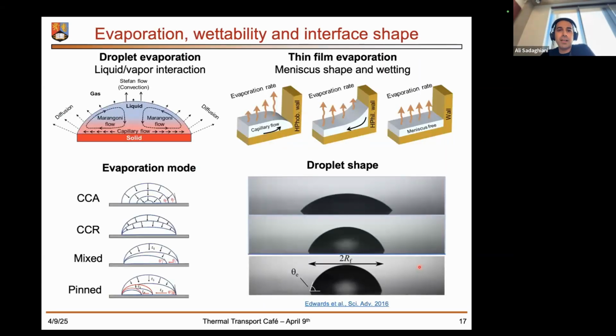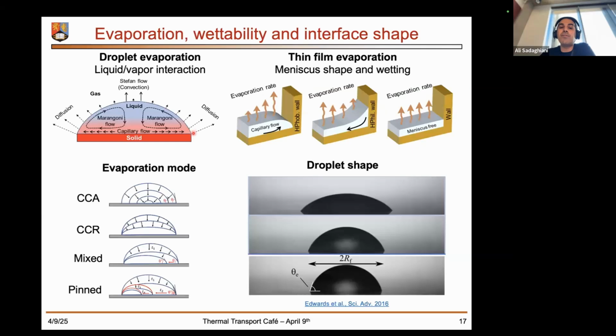The last topic that I wanted to cover is evaporation. Evaporation, unlike boiling and condensation, is a more interfacial process. Here, surface wettability affects the evaporation by changing the shape of the droplets. For instance, in SSL droplets, we have the maximum evaporation at the 3-phase contact line.